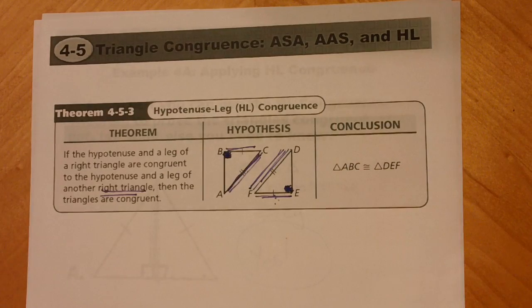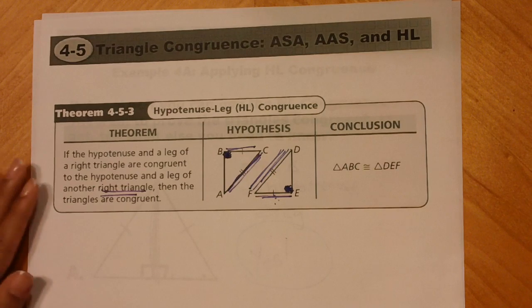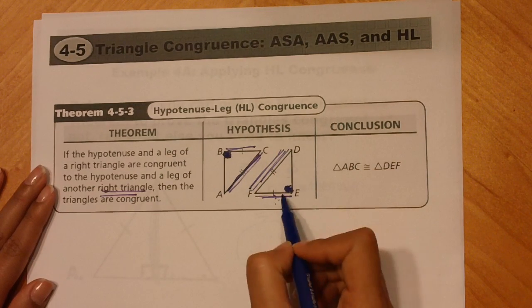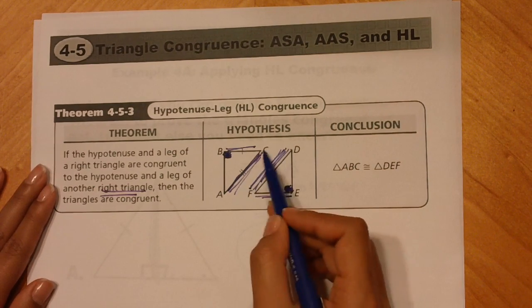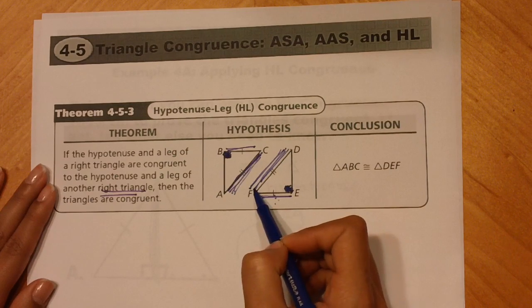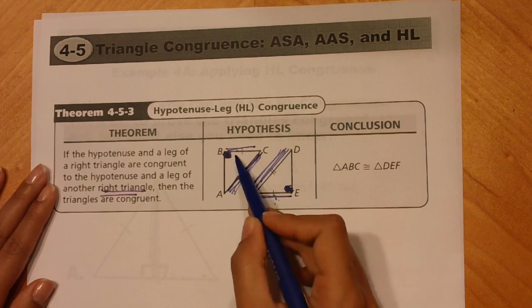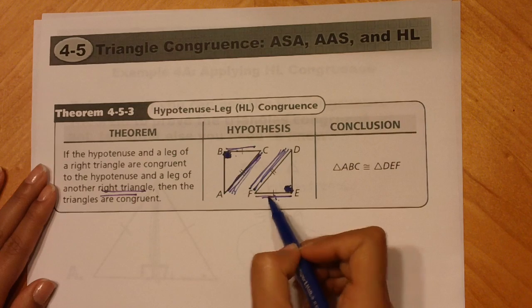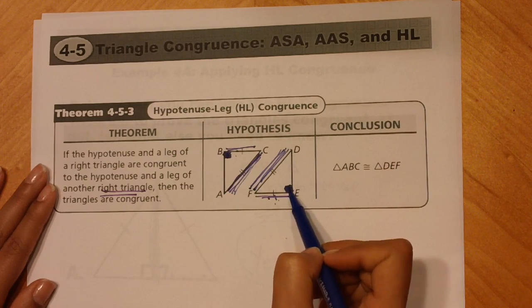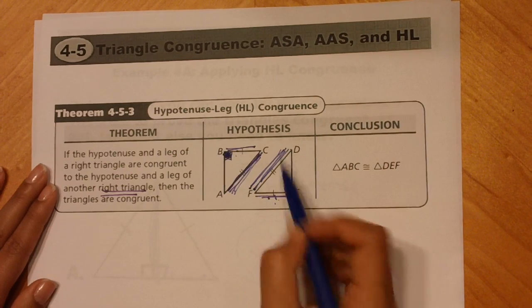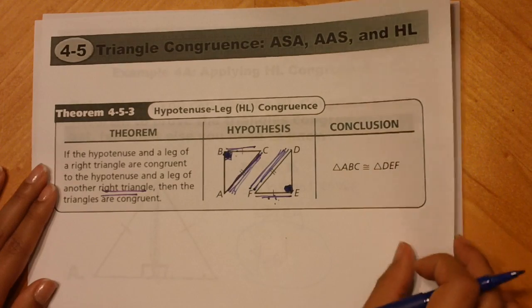The last theorem we're talking about is hypotenuse leg. I have a right triangle. I have the hypotenuse of both of those right triangles congruent to each other and one leg of those right triangles congruent to each other. So you have to make sure that it's a right triangle though, because if it's not a right triangle, then hypotenuse leg doesn't apply.